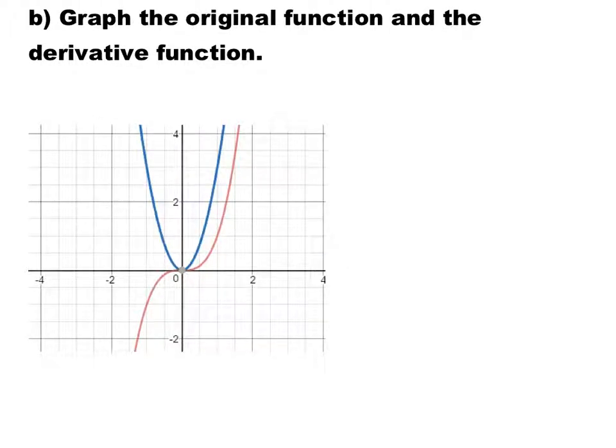Now we are supposed to graph the original function and the derivative. The red graph here is the original function, which is f equal to x cubed, and the blue graph is the derivative, which is 3x squared. You can see that the derivative is a parabola with the vertex at the origin. Both of them have a domain which is equal to real numbers.